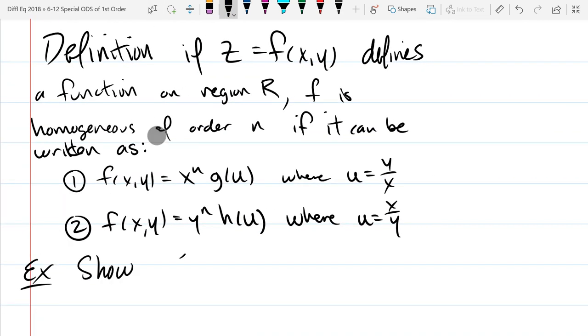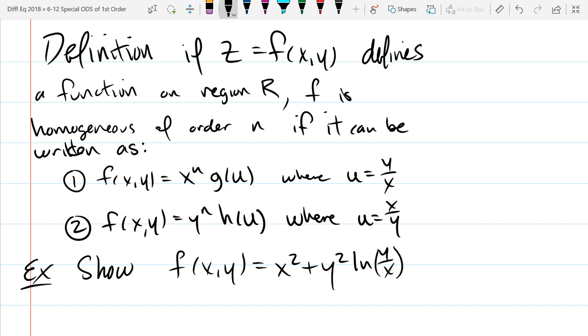So first we're going to show that a function is homogeneous. First of all, we have to decide, should we go with 1 or 2? I think we should go with number 1. Why is number 1 a better choice here? There's only one thing that indicates that. But what about the natural log? It's already got a y over x in it. So that's why we're going with it. I'm going with 1 only because I already see y over x.